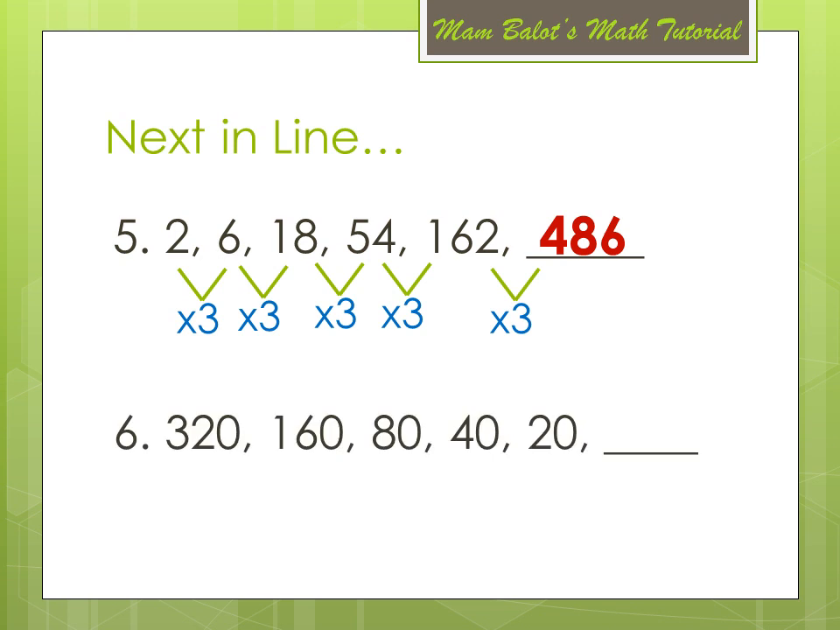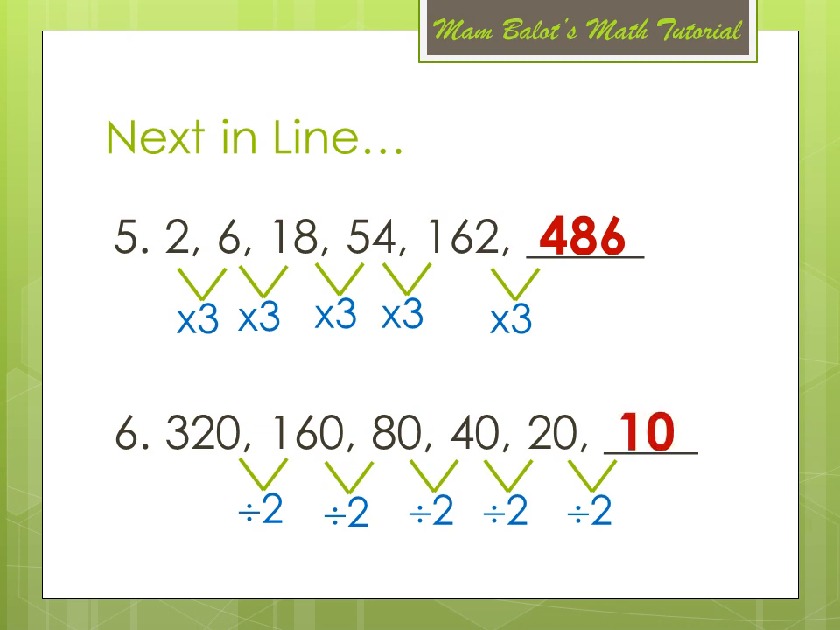In number 6, from 320, you have 160 and then 80. So observe that we have divided it by 2. So 320 divided by 2 is 160. Divide again by 2, you have 80. Divide by 2 is 40. You have 20. And then 20 divided by 2, so the next number must be 10.